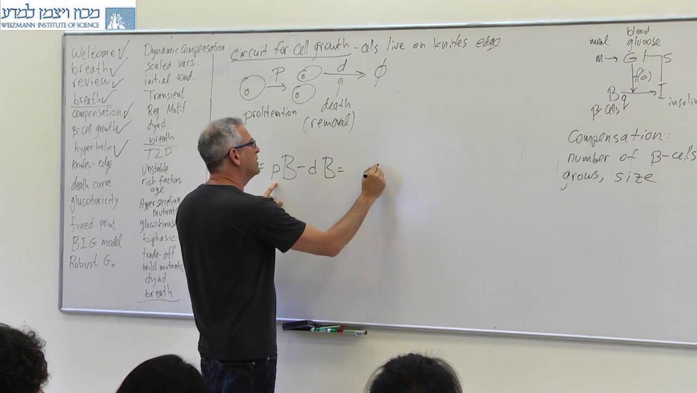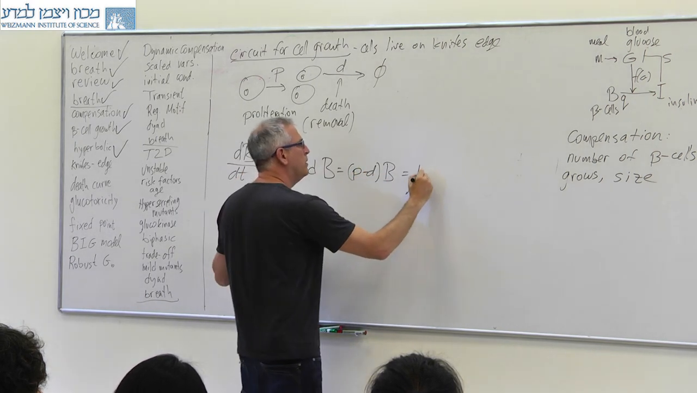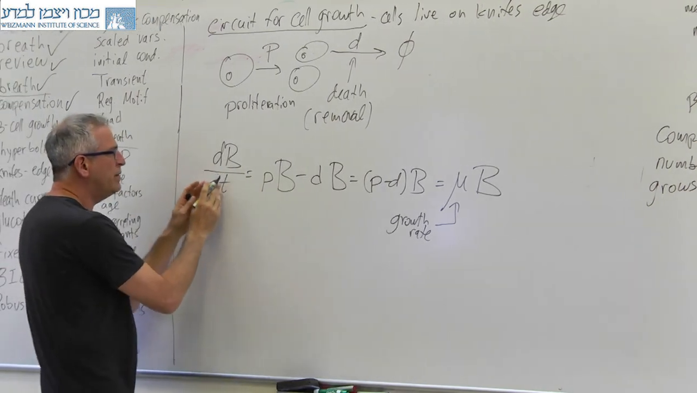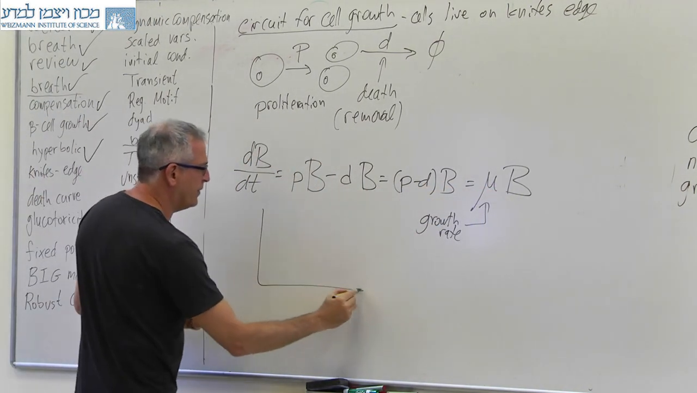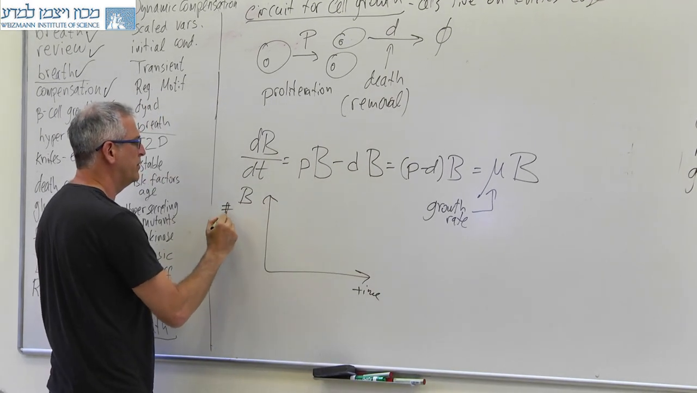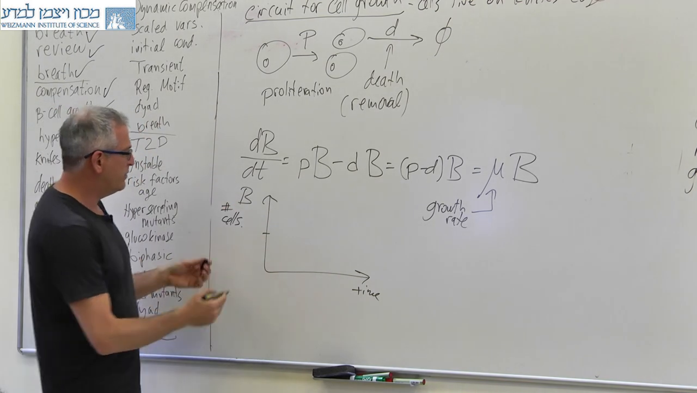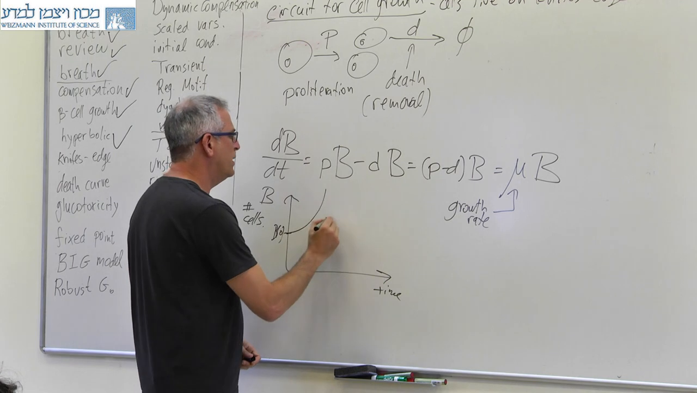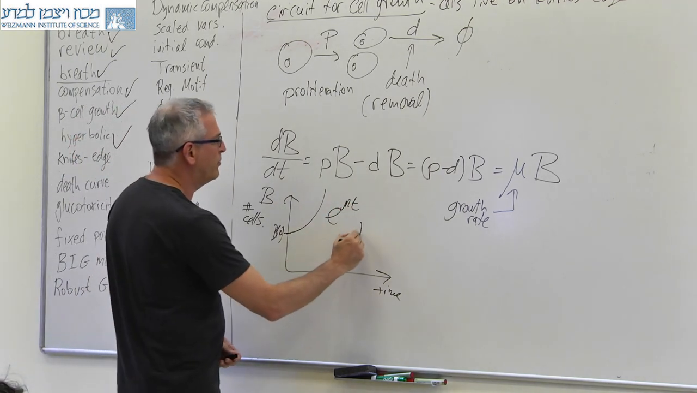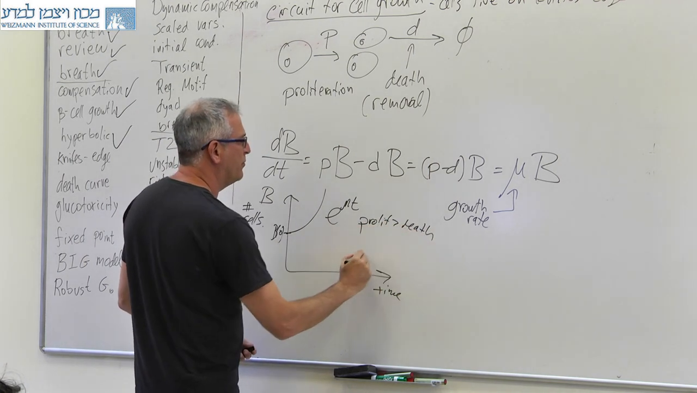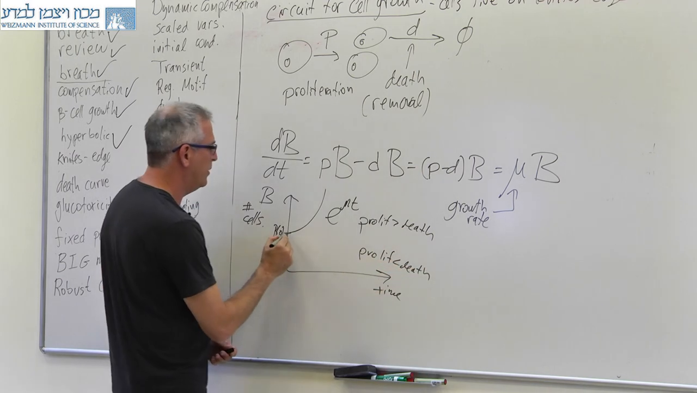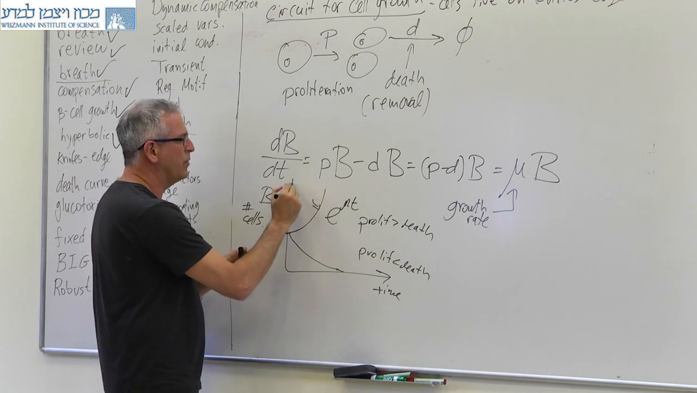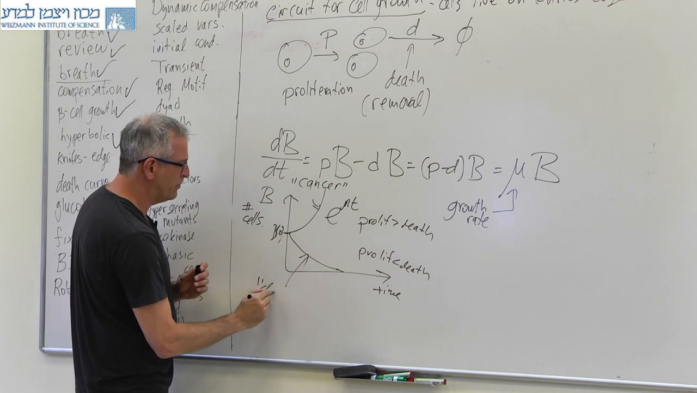So I can take B out of the parenthesis: proliferation minus death, which we call mu, the growth rate, which could be positive or negative, times B. So dB/dt equals mu times B. I want to plot that for you. This is time, and this is the number of cells, and suppose I start with a nice size B at time zero. What happens if mu is greater than zero, so proliferation is larger than death? I get an exponentially growing e to the mu t situation. And if the proliferation rate is smaller than death, you get a crash to zero. In the body, this is like what happens in cancer, and this is like what happens in degenerative disease.